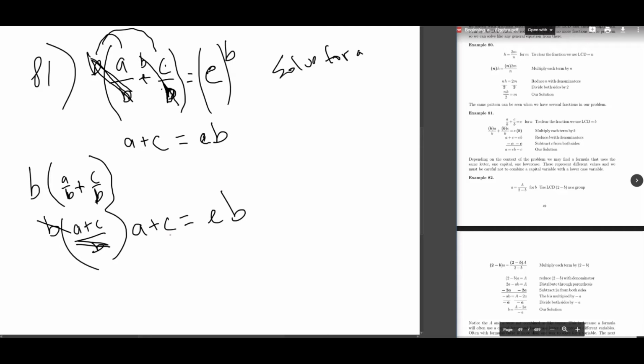What are we solving for? We're solving for a. So we're going to subtract c on both sides, and we're left with a equals e b minus c. Is that the answer? Yes, it is. All right, number 82 now. 82.